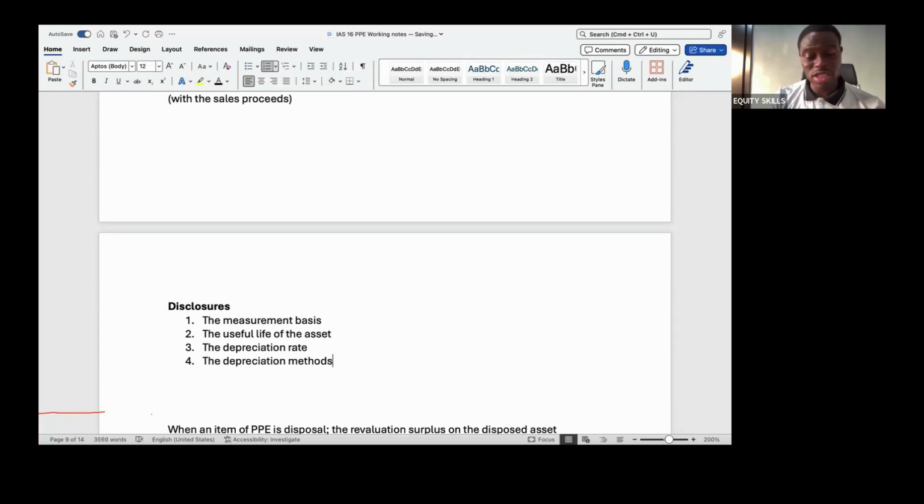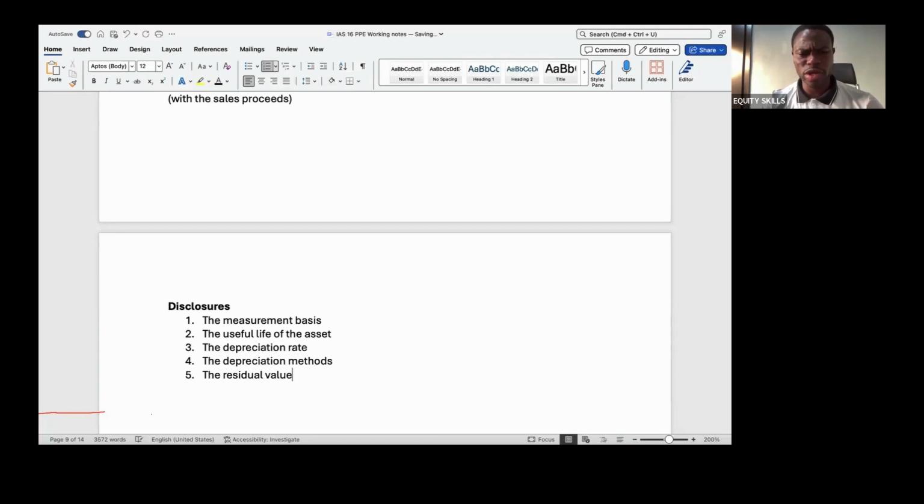You need to tell us, are you using straight line or are you using reducing balance? If you don't tell us, there's no way we can know. You also need to tell us the residual value of the asset, because there's no way we would know whether a residual value exists or not if you are not actually telling us.